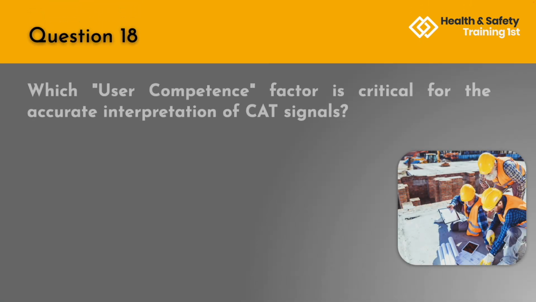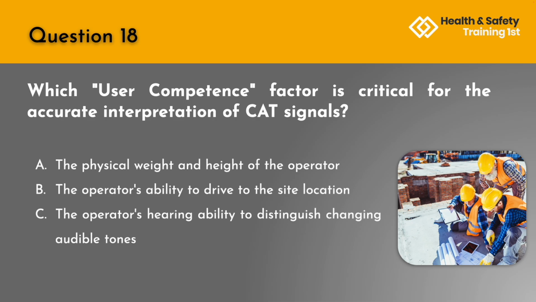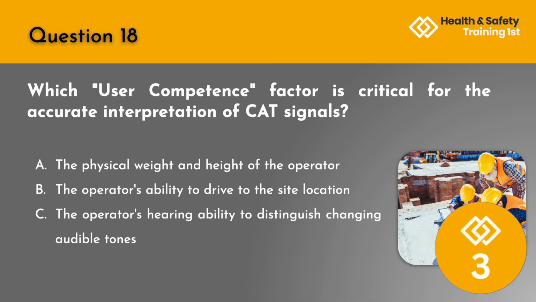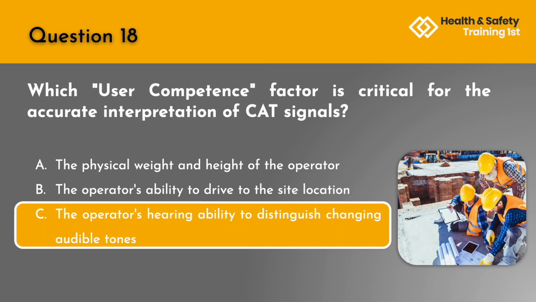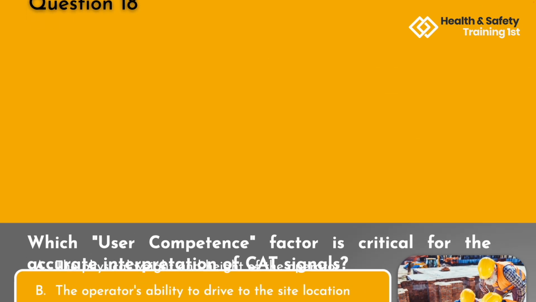Question 18. Which user competence factor is critical for the accurate interpretation of CAT signals? A. The physical weight and height of the operator. B. The operator's ability to drive to the site location. Or C. The operator's hearing ability to distinguish changing audible tones. The correct answer is C, the operator's hearing ability to distinguish changing audible tones.